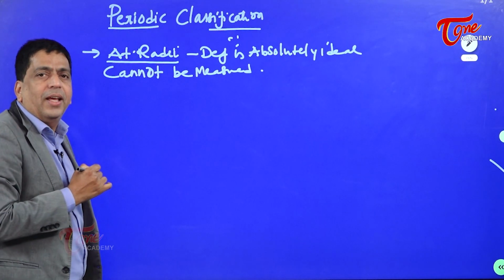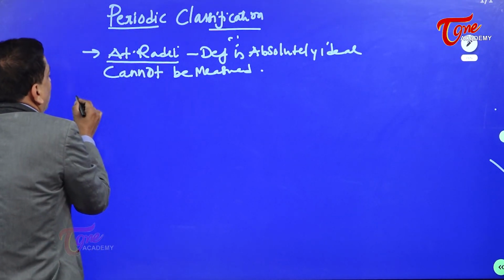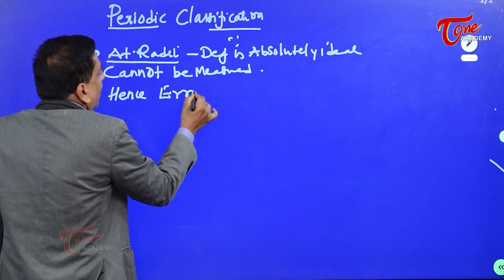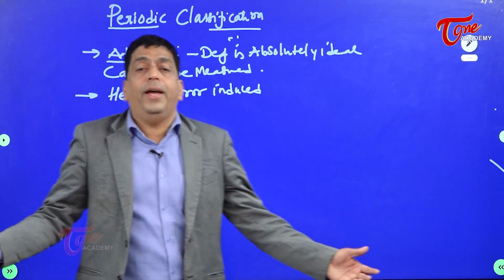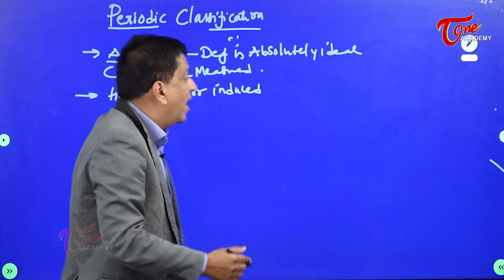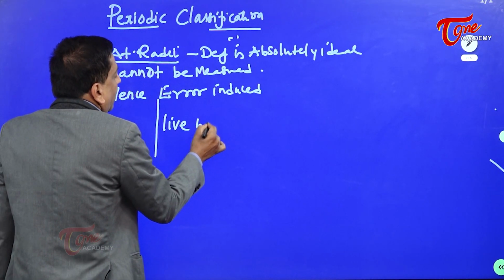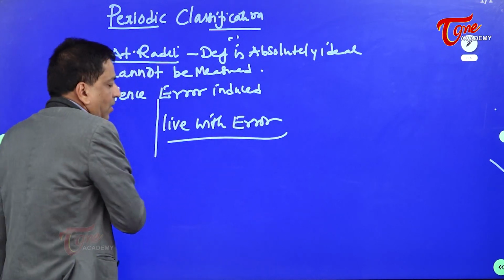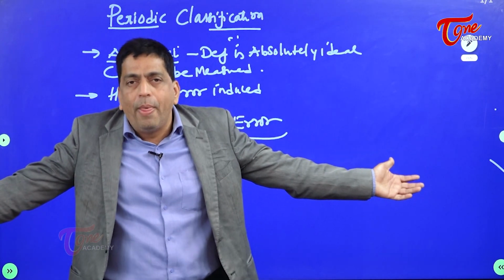So what I'm telling is that it cannot be measured, due to various reasons. Hence, error is induced. You can't do anything. Hence, error is induced. And we are supposed to live with what? Error. There is absolutely no other way for you.